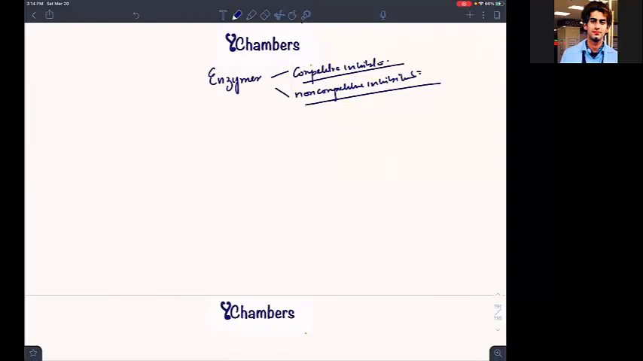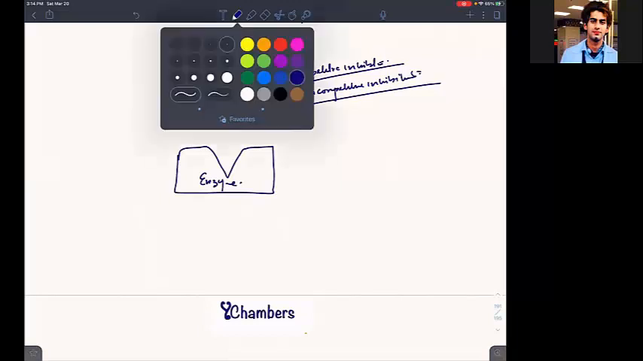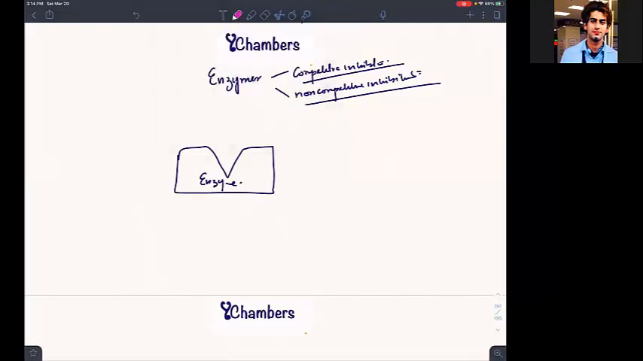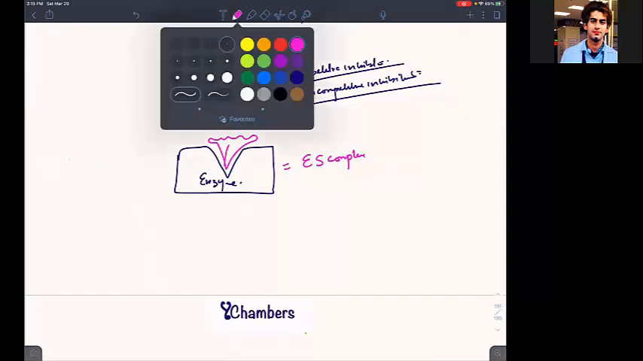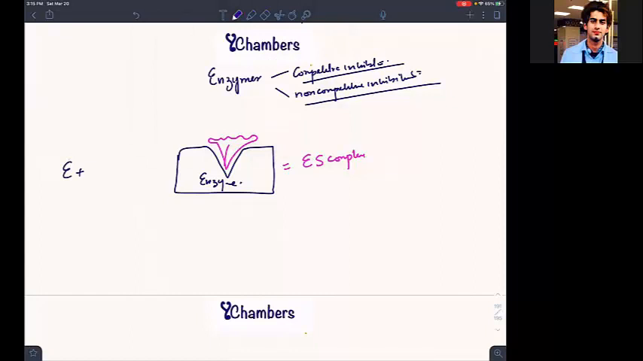So for example, this is an enzyme. Now this enzyme has a place that is known as the place for the substrate, isn't it? Once the substrate, this ice cream, comes towards the enzyme, it forms the ES, the enzyme substrate complex. So enzyme plus substrate will form the enzyme substrate complex.